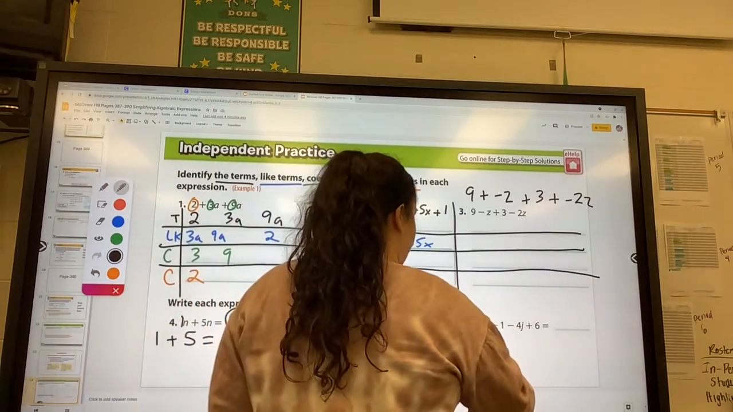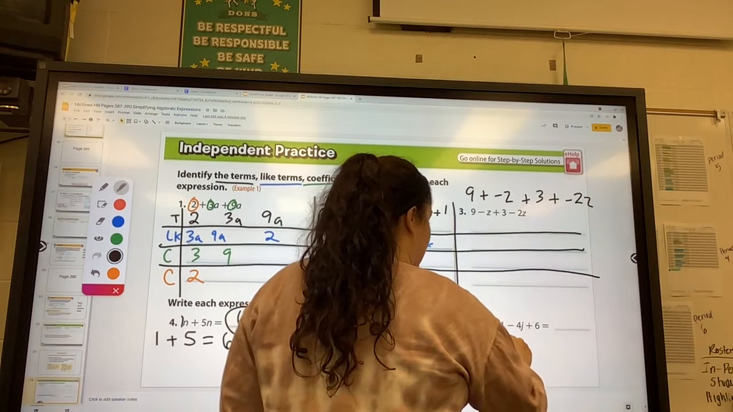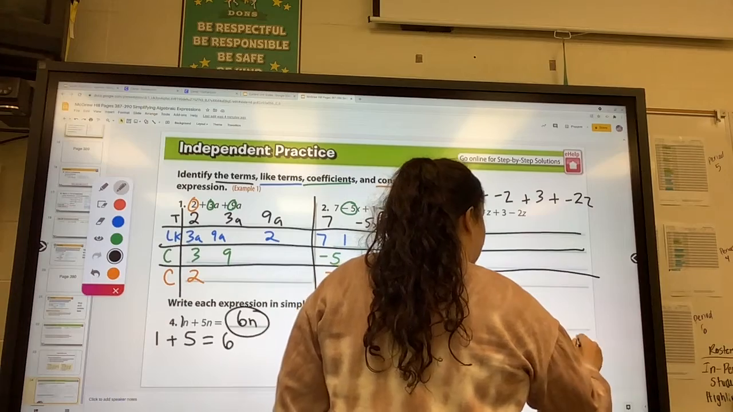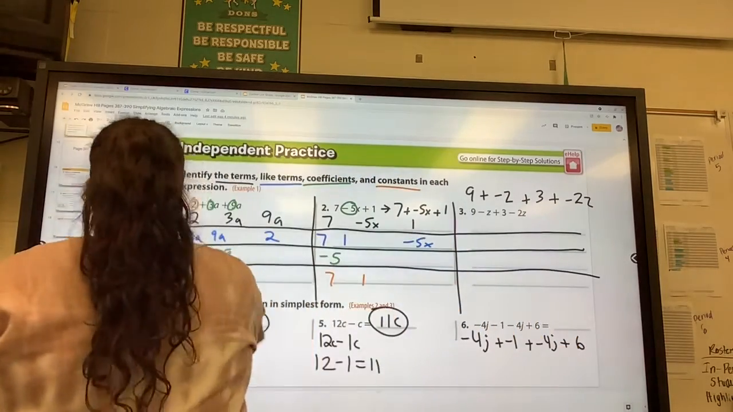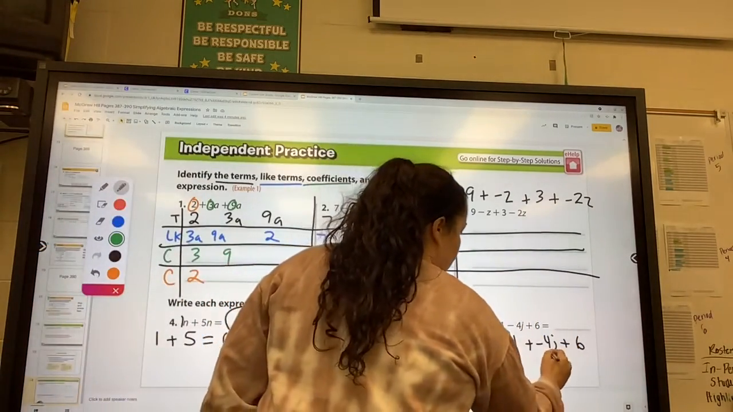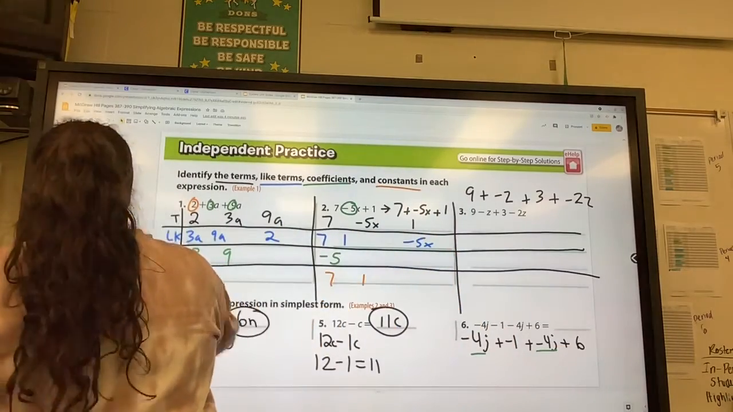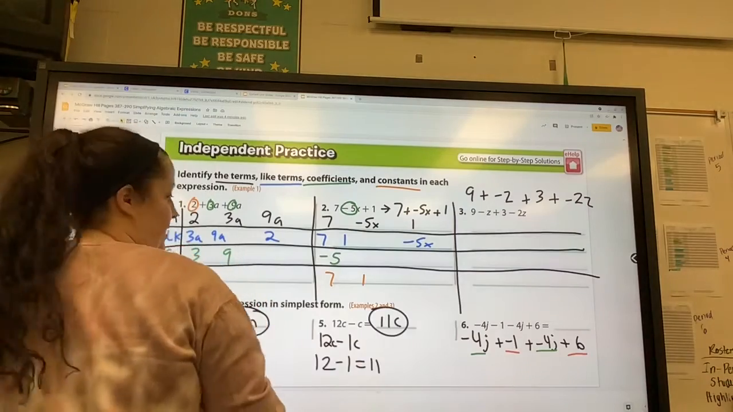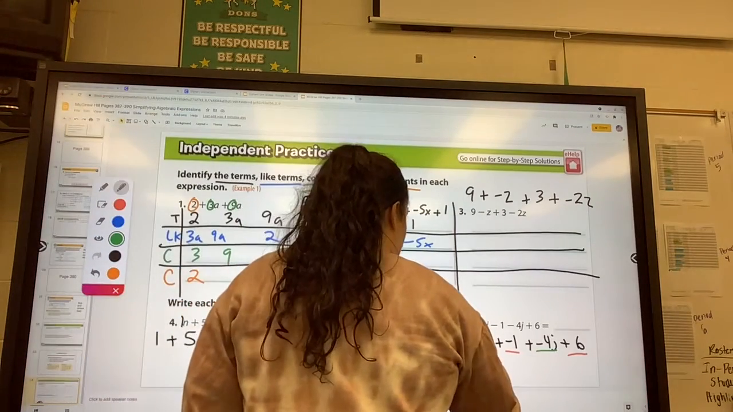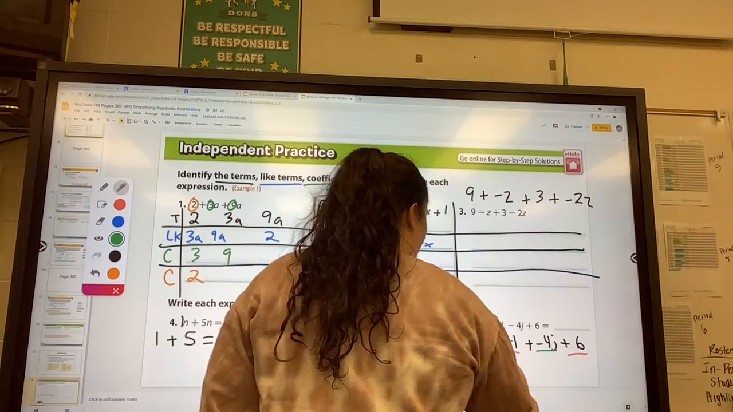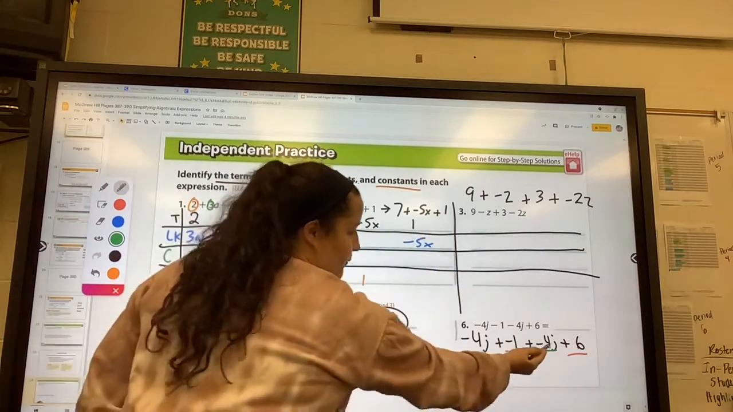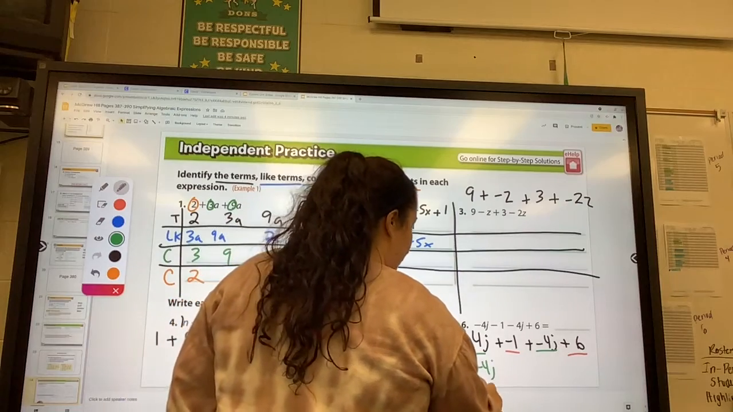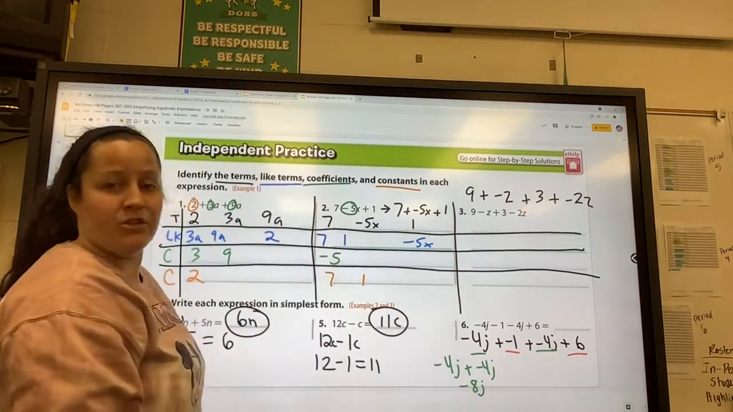addition. So it would be negative 4j plus negative 1 plus negative 4j plus 6. Group together the variables and the constants. Okay, so it would actually be negative 4j plus negative 4j. See how there's 2 negative 4j's, which would actually be 4 plus 4 is 8, negative 8j. Okay, making sure you can see that.